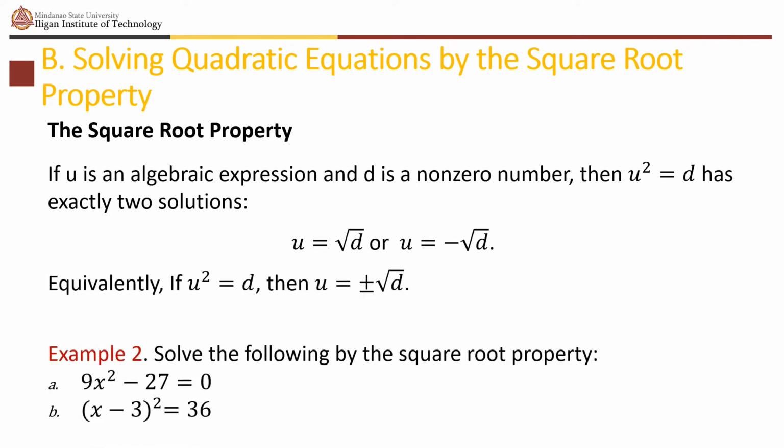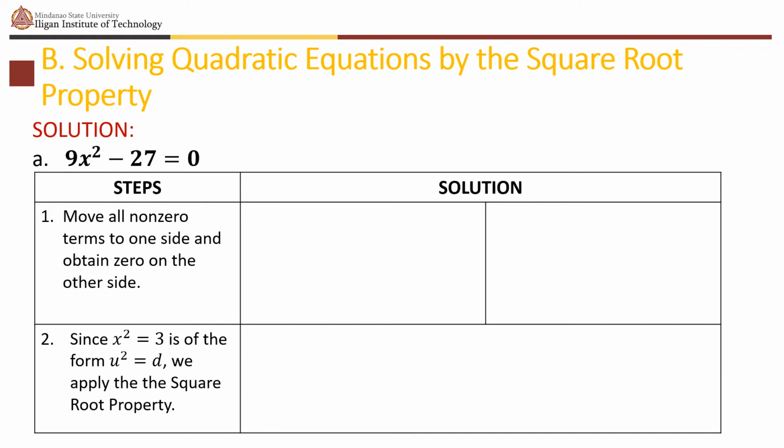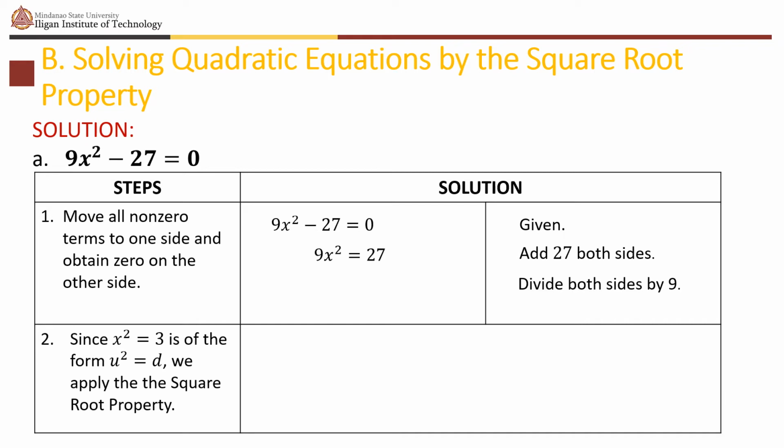For example, you're asked to solve the following, making use of the square root property. It is 9x squared minus 27 equal to 0, and x minus 3, the quantity squared, is equal to 36. For the solution, we have the following. So move all non-zero terms to one side and obtain 0 on the other side. But we already have that one here, so that you can simply add 27 on both sides and come up with 9x squared equals 27. Then divide both sides by 9. So we have x squared equals 3.